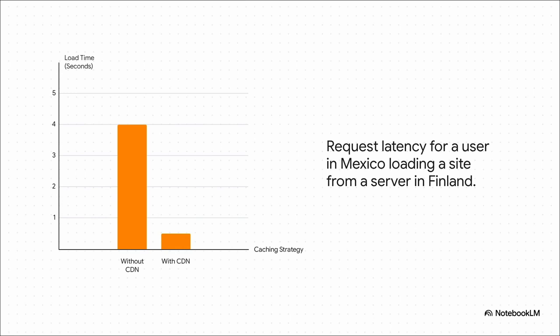Now check this out, because this is where it gets really powerful. We can take that caching idea and make it global. So let's say your main server is in Finland. If a user in Mexico wants to see your website, they might have to wait 3, 4, even 5 seconds for it to load. In internet time, that's an eternity. But with a content delivery network, or CDN, we put these little caches all over the world. So now that user in Mexico grabs the data from a nearby server and boom, the load time gets slashed to under a second. Game changer.